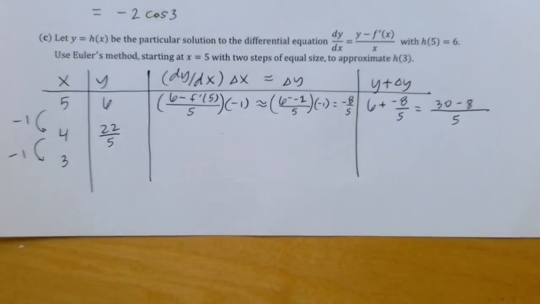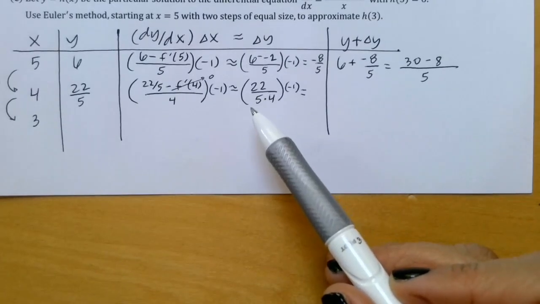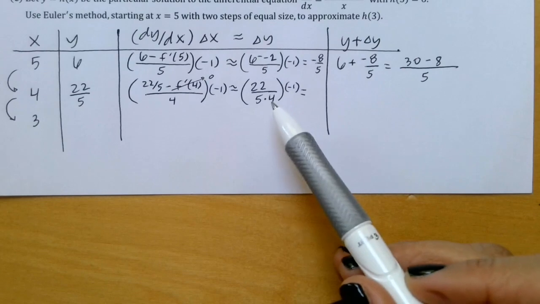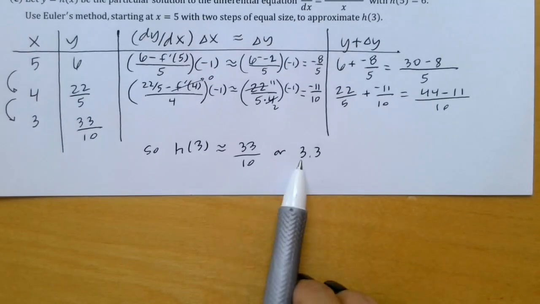Okay, so we're going to do the process again. F prime of 4 is 0, so we end up getting 22 divided by 5 times 4, so h of 3 is approximately equal to 33 over 10, or 3.3.